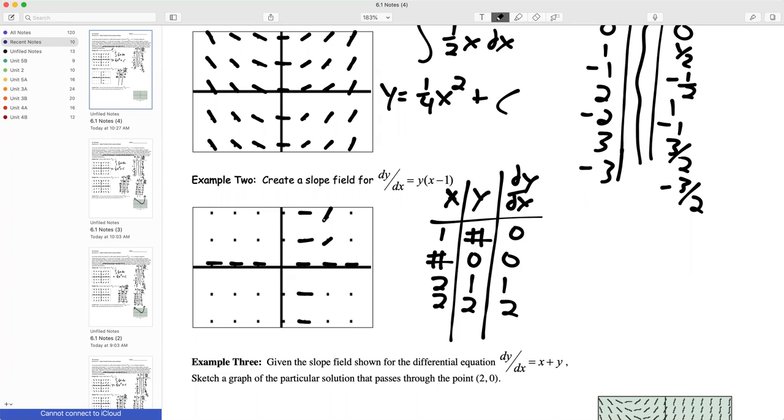And so let's do the ones below that there. I'm going to plug in 2, -1. And when I do that, x is 2 and y is -1. So I'm going to have a slope of -1. And then the coordinate point below that would be 2, -2. And that's going to give me a dy dx of -2.